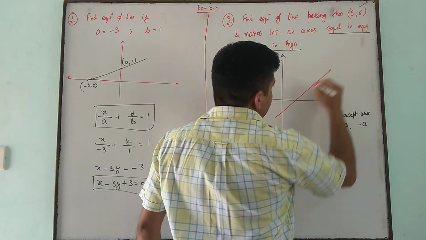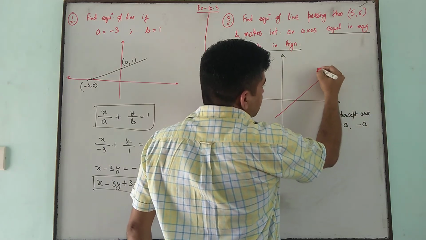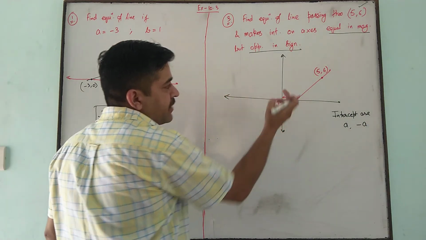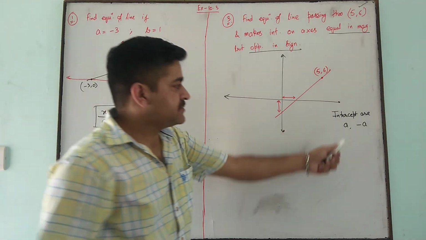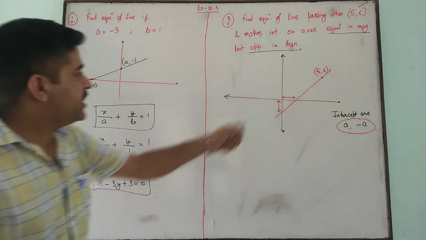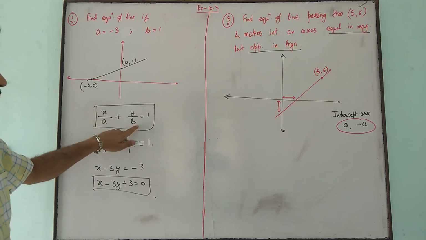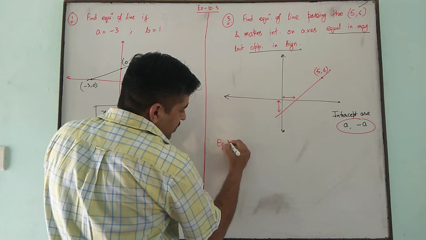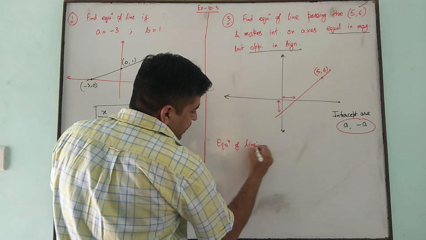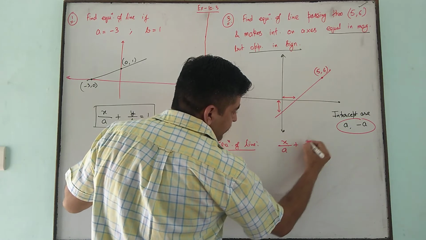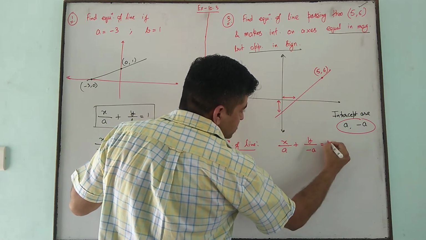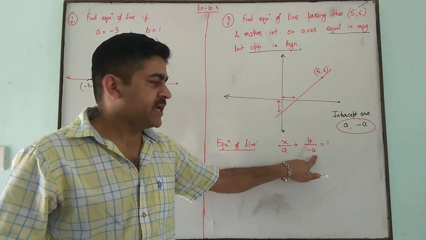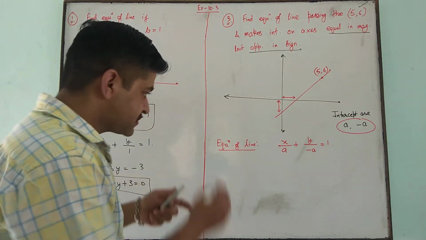See, this is the line which is passing through 5, 6. Intercepts are a and you can say minus a. Suppose 2 and -2, let us say, right? Now equation in intercept form we know x upon a plus y upon b is equal to 1. So here the equation of line will be x upon a plus y upon minus a is equal to 1, as intercepts are equal in magnitude but opposite in sign. So instead of b it is minus a.